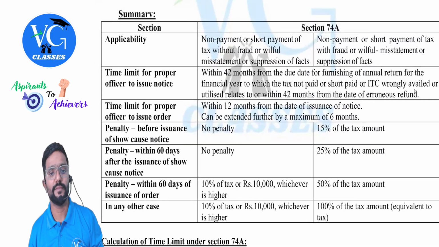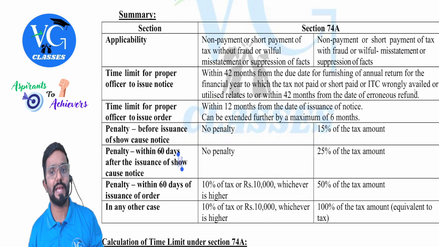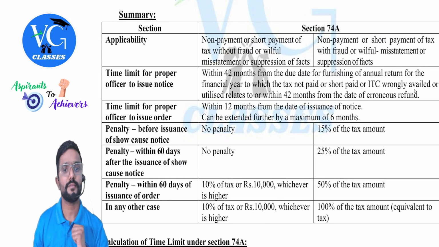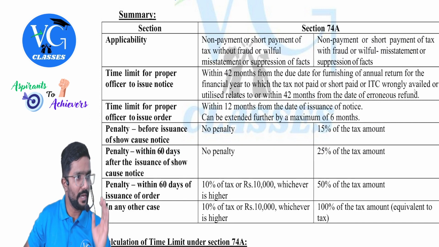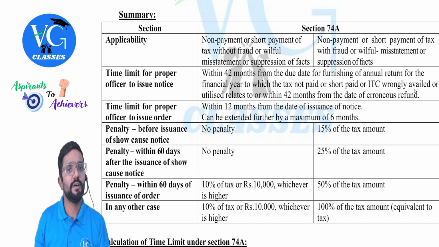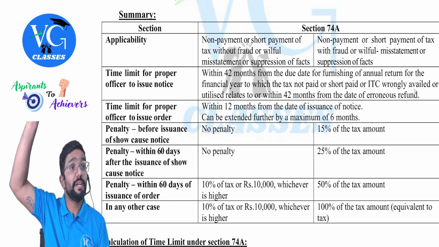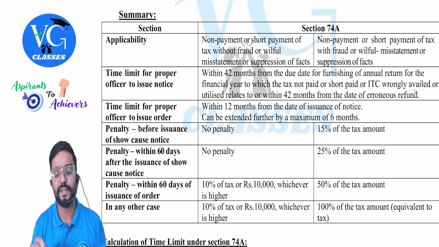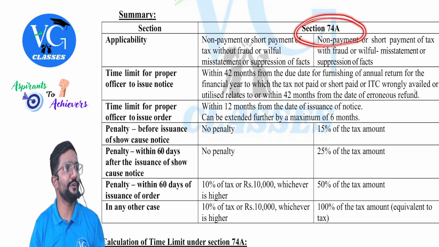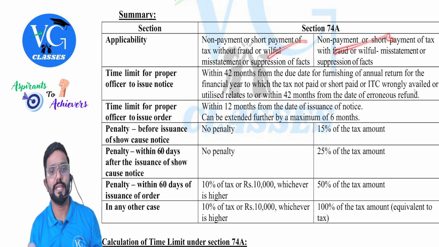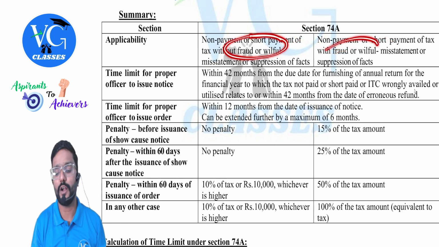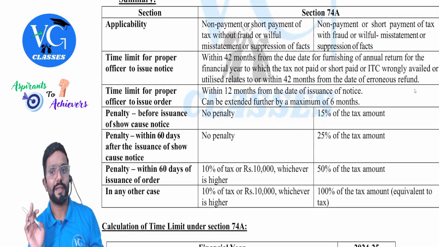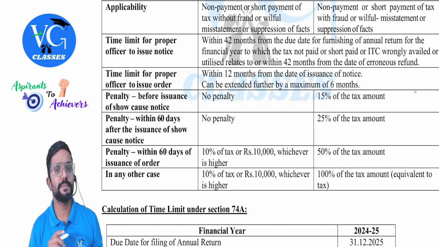Okay, final summary about the timeline as well as penalty, guys. I have taken only 74A here. The 73 and 74 difference I had given earlier. Same thing I have taken, but now no two different sections. It is only 74A. Both are covered here. Yes, other than fraud, and fraud. Both covered here. Okay. What is the time limit to issue the notice, people?